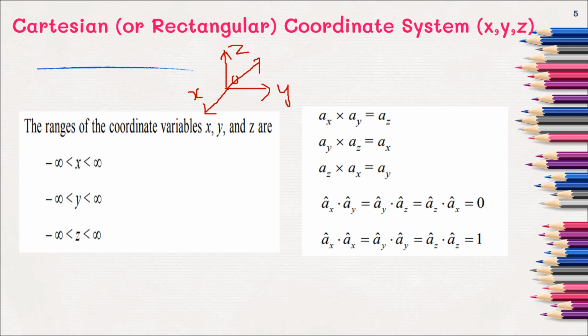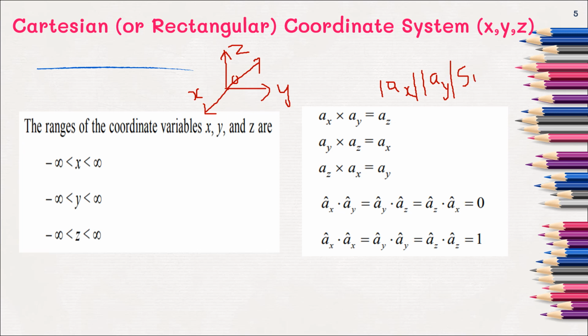Ax and ay are perpendicular vectors, so it is sine 90 into the normal vector. What is the normal vector? Along the z direction, it is going to be az. So ax cross ay is going to be the magnitude of ax, which is 1, times the magnitude of ay, which is also 1, and sine 90 degrees, which is going to be 1.